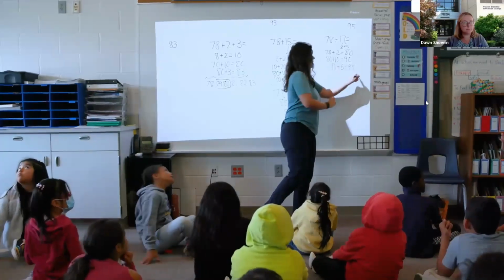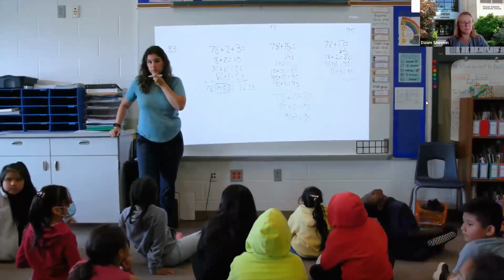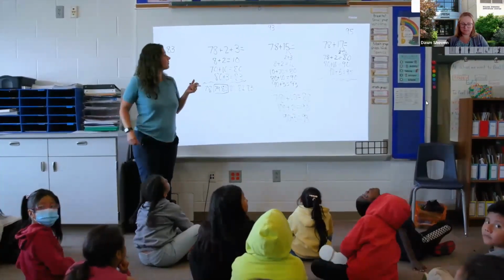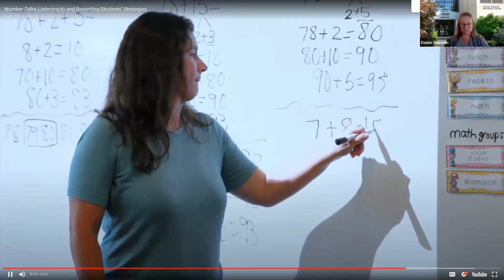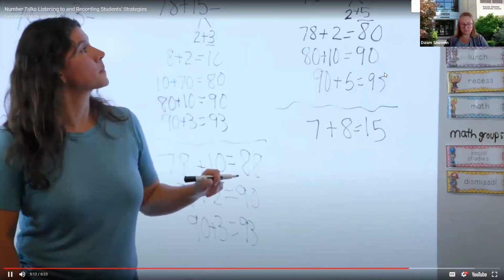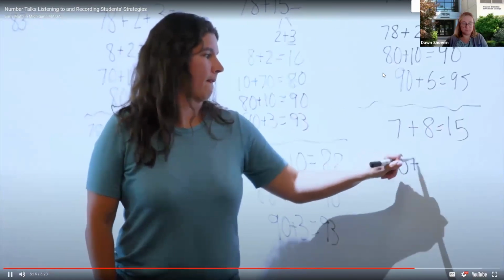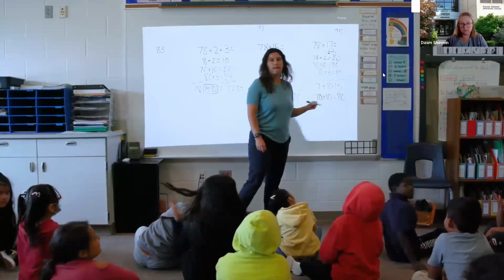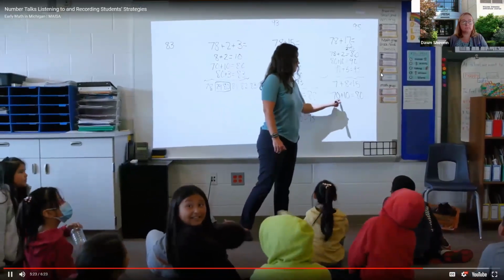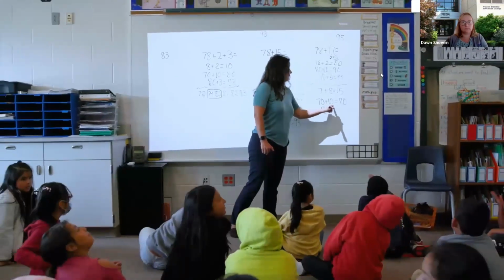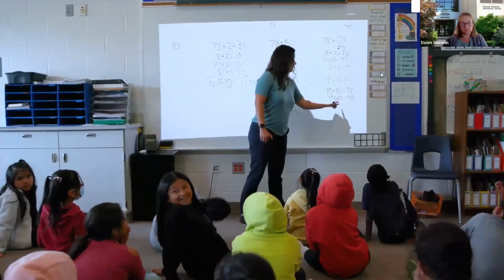Did somebody do this a different way? Johnny? So I know 7 plus 8 equals 15. And then I added the 1 to the 7, and then I got 80. And then I took the 10 away from the 15, and that's how I got 90. And then I had 5 more now, and that's how I got 95.